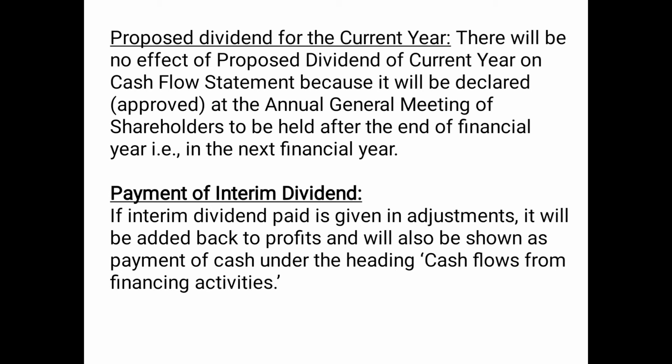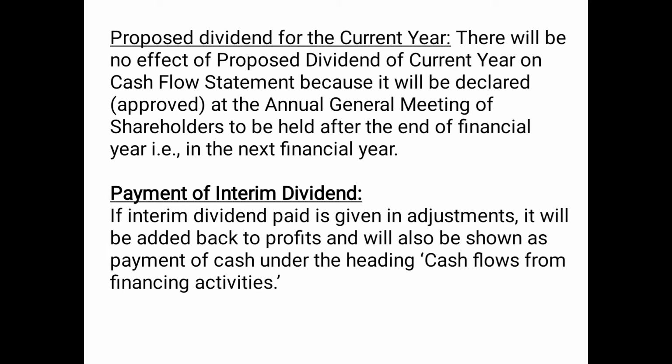But proposed dividend of the previous year will be deemed to be approved and paid in the current year, and therefore that proposed dividend of the previous year will be added back while calculating the net profit before tax, as well as deducted as a cash outflow under the financing activities. Then the last adjustment is payment of interim dividend.